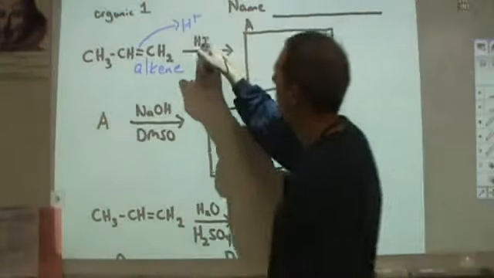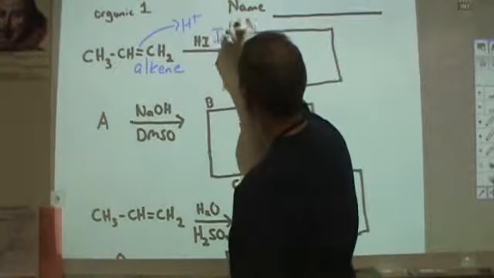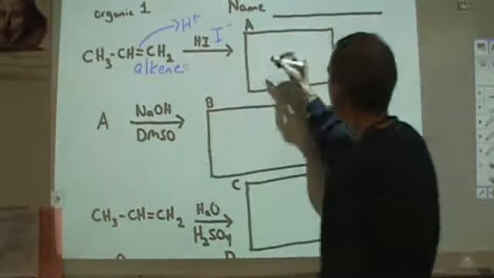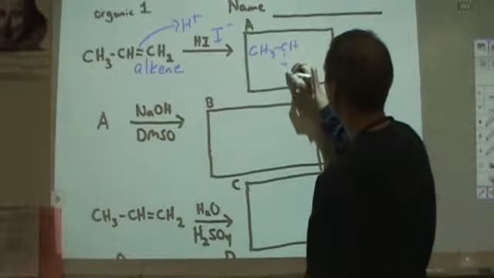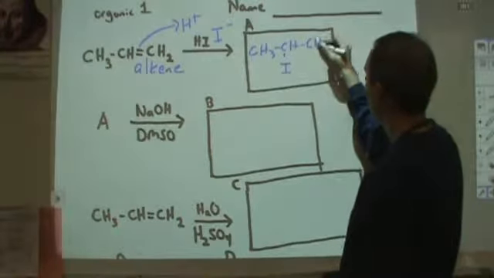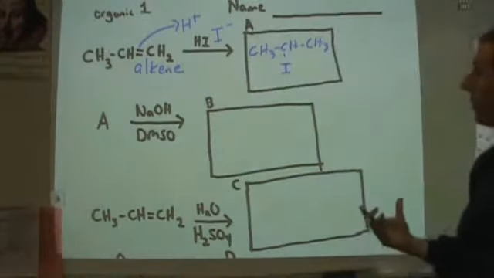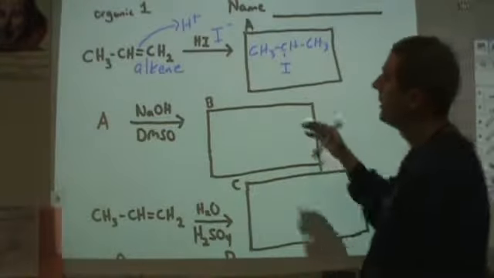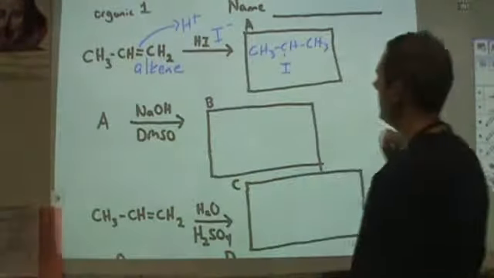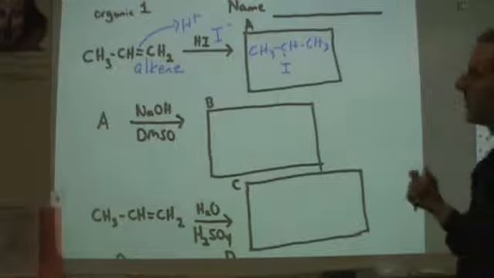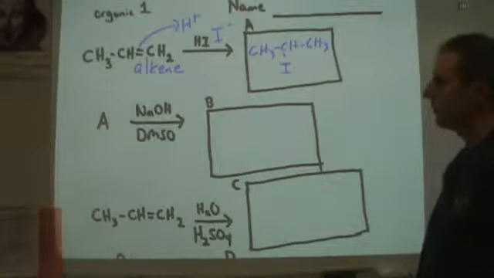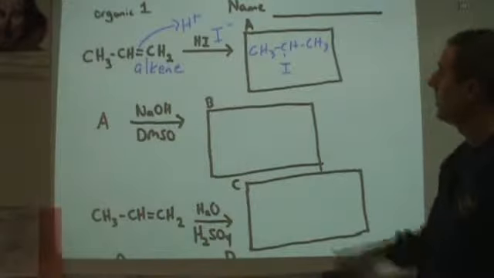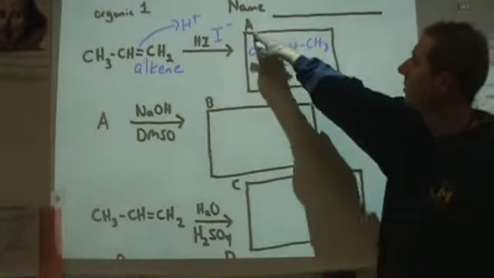And so the iodine that comes in after is going to bond to the middle carbon. So I'm going to end up with CH3CHICH3. That's an example of Markovnikov's rule, that the halogen will end up on the more substituted carbon because that's a more stable carbocation intermediate. So that'll be what forms. That's my compound A, which you can see here.